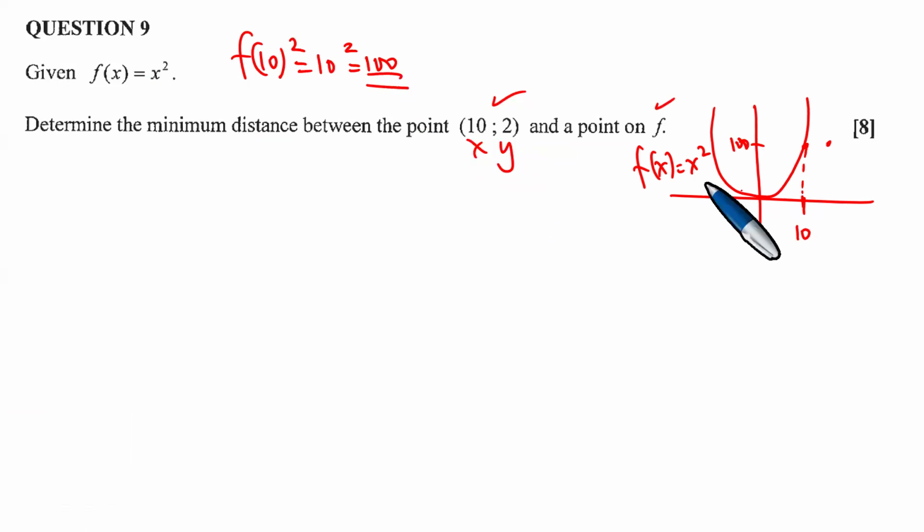But this point here, when x is 10, y is 2. So there's going to be a point somewhere there, somewhere here. When x is 10, y is 2. So that in the end, we have the following.